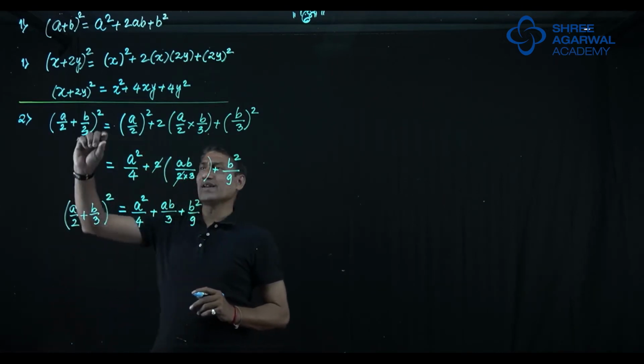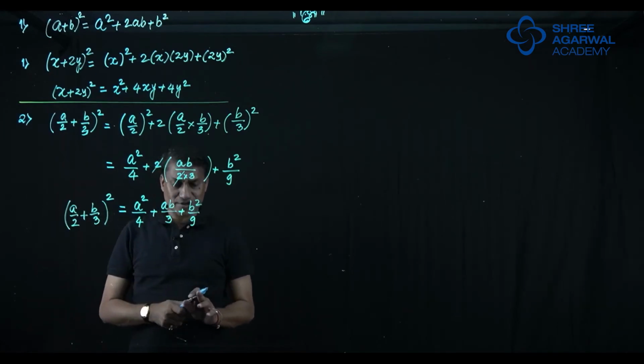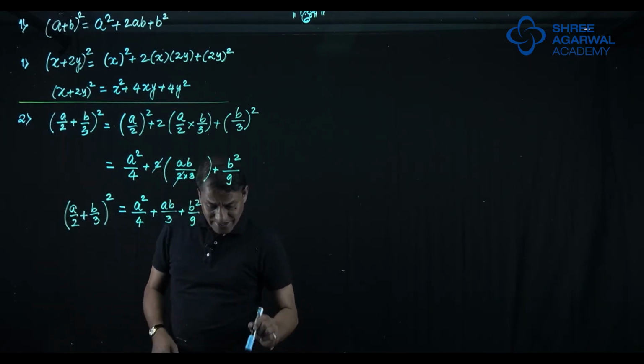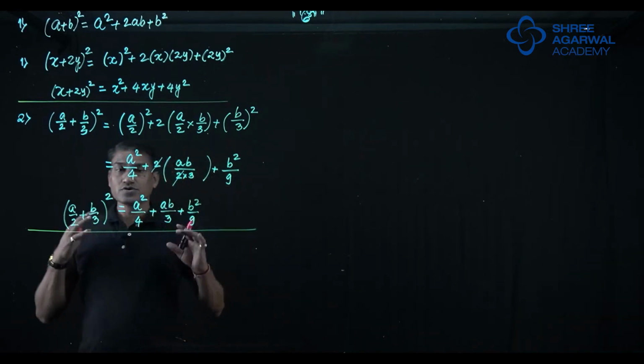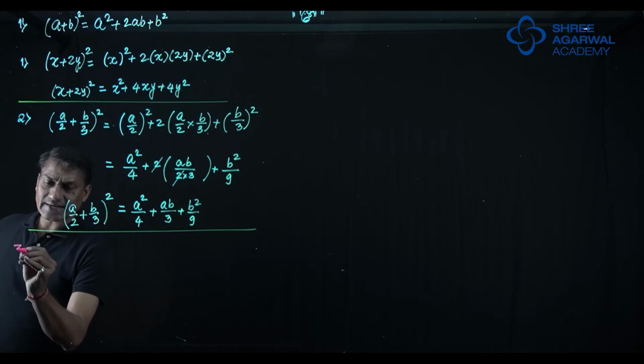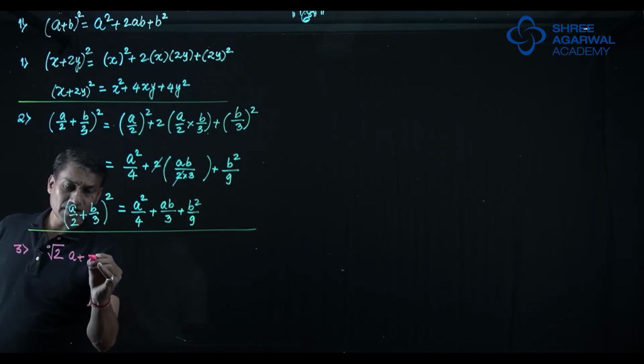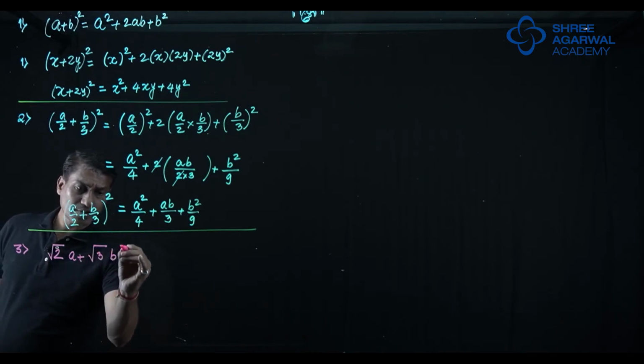So I took one example in which there were no fractions. I took one example in which there were fractions. Now let us take one more example. The next problem which we are going to take is slightly different: (√2a + √3b)².